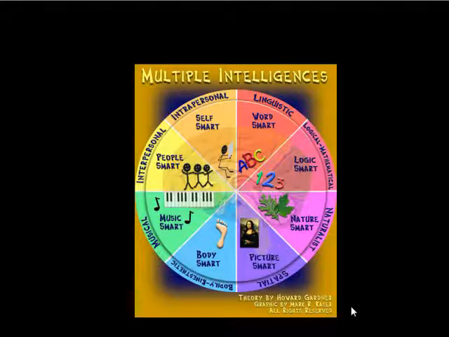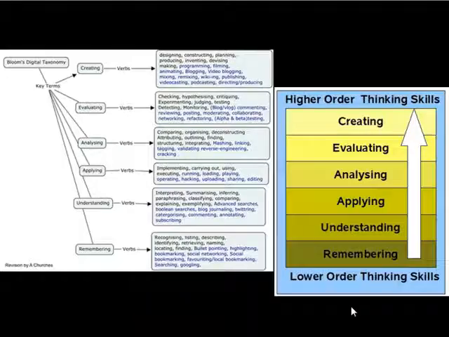Thus, each lesson in the unit provides students with the opportunity to use technology in the classroom and to address each of the 8 MIs described by Howard Gardner. Moreover, the objectives of the unit were developed to address the various levels of Bloom's taxonomy in order to allow students to achieve a higher level of thinking.